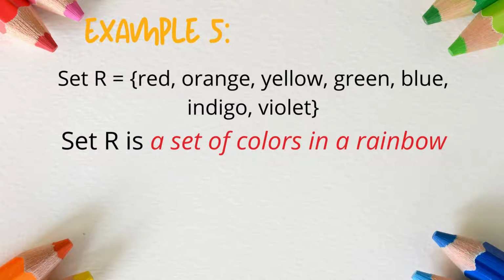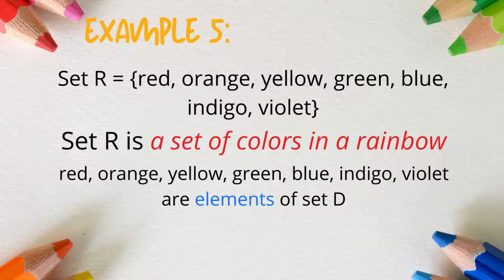Very good. So set R is a set of colors in a rainbow. We have red, orange, yellow, green, blue, indigo, violet as elements of set R. And how many colors were mentioned in set R? We are referring to its cardinality. So the cardinality of set R is 7.